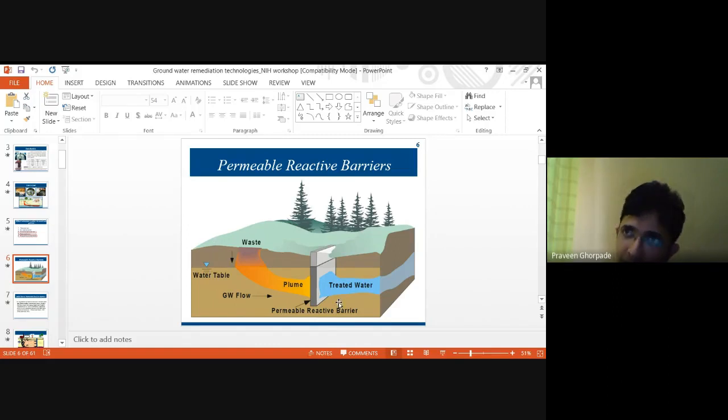Probably if time permits, I'll show you real-time photographs also. There could be a playground or parking lot above this, and you will not realize that the water is being treated below your feet. That is the level of treatment they are thinking of. The quantity of water which flows on the surface, an equal quantity, in fact more, flows below the ground.